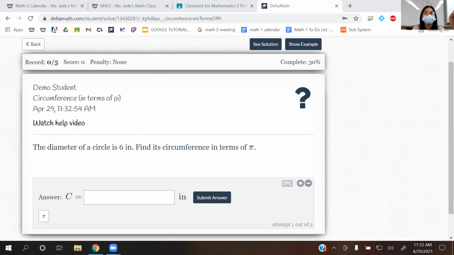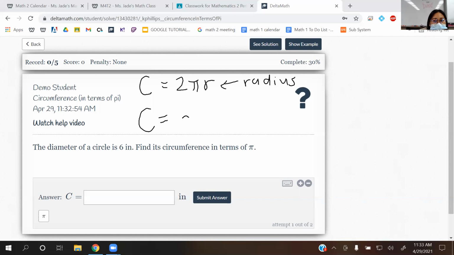So there's two formulas for circumference, and I'll just call circumference C. And you can either do 2 pi r, r standing for radius. So if you don't know these equations already, write it down somewhere. Or circumference can be equal to diameter times pi, where d is the diameter.